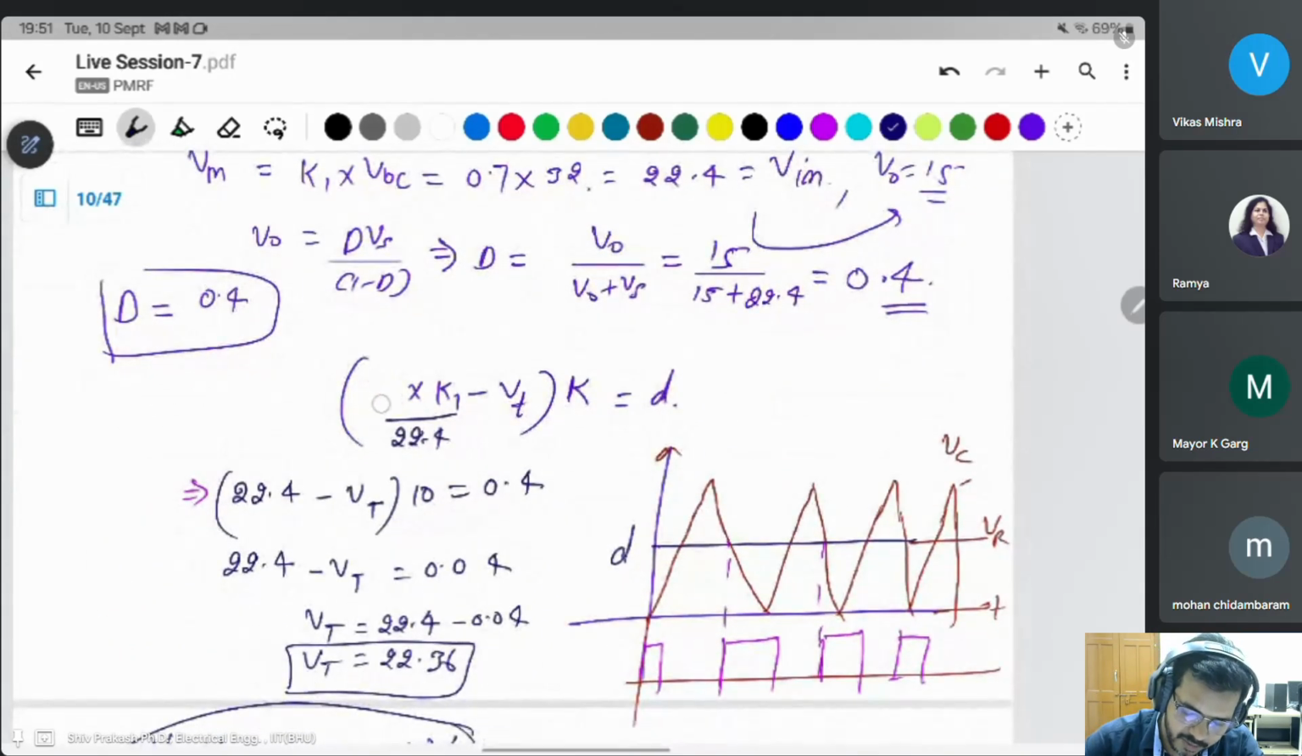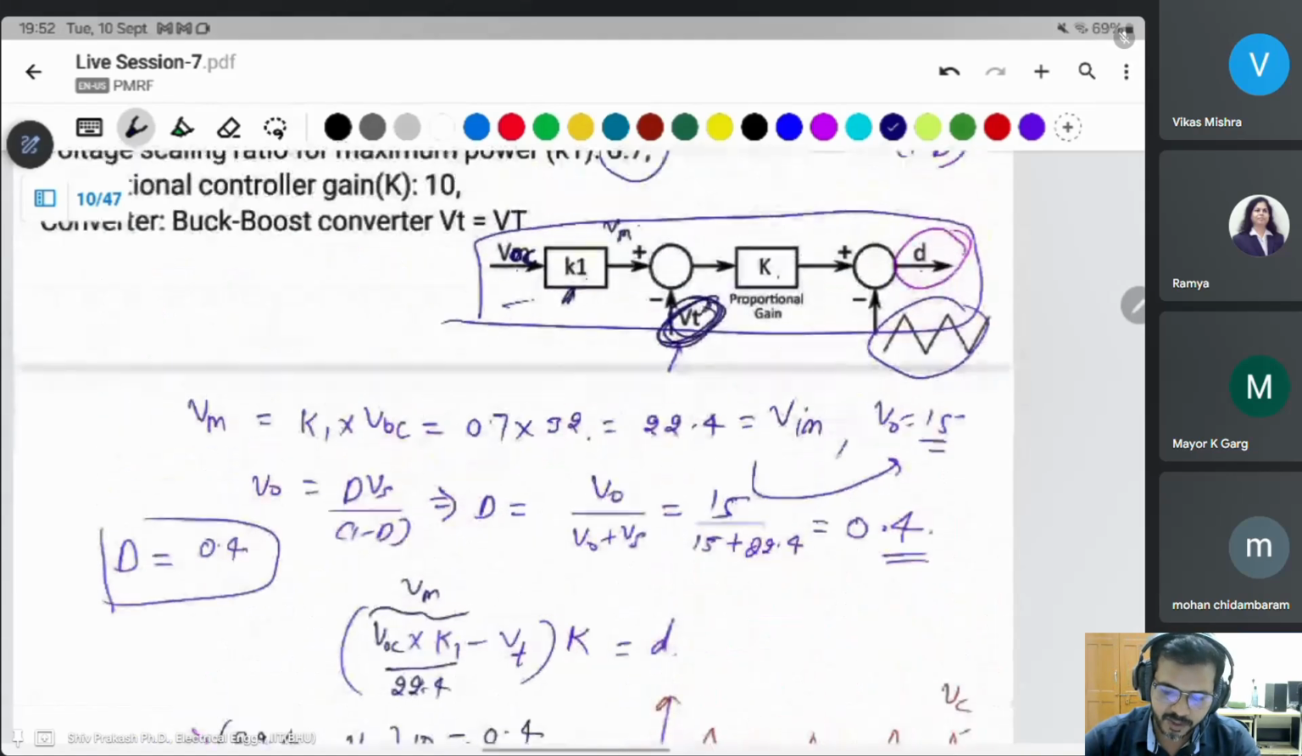This is the not a VM. This is the VOC into KM. This whole value is VM. That's why I'm putting directly 22.4 after VM. I'm not multiplying K1 again. This is VOC. This is the VM minus VT. This is the misprint of this one.